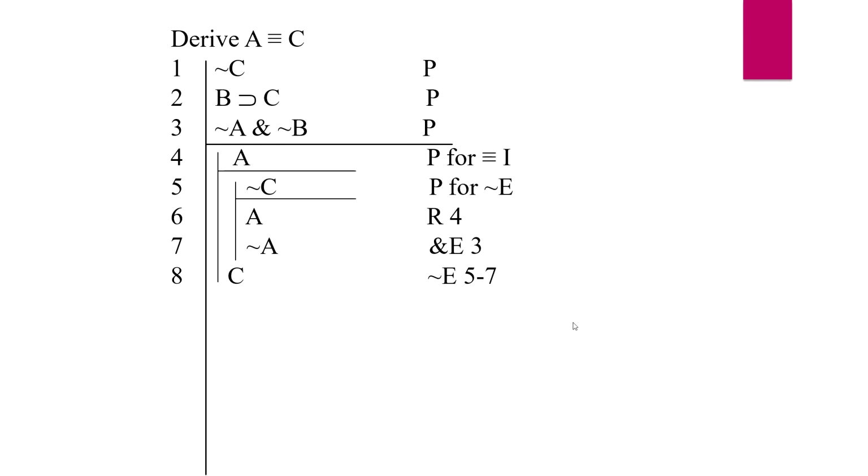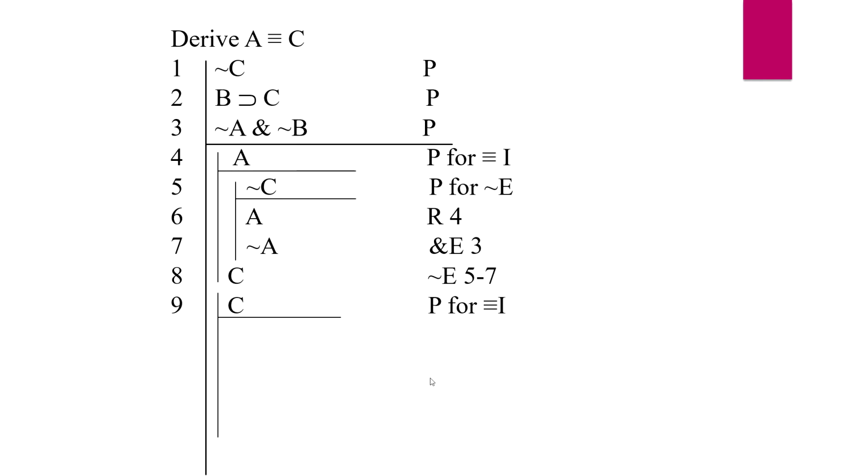If we were trying to do a regular conditional introduction, we could get if A then C on line 9. But we're trying to prove A if and only if C. So we need to do a second independent subderivation. This time, we assume C and try to prove A. And remember, we can't use anything from lines 4 through 7, since that subderivation is closed. Hopefully you can see where we go from here.